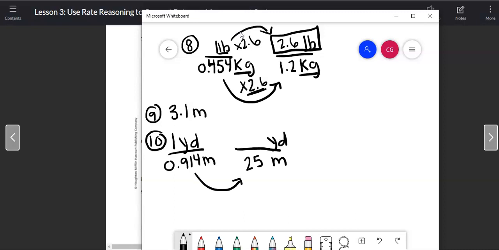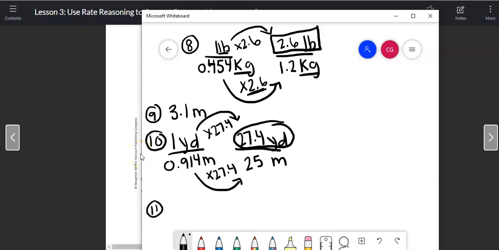0.914 to 25, I need to multiply by 27.4. If I multiply by 27.4 on the bottom, I'm going to do the same thing on the top. So 1 times 27.4 is 27.4. And I got 27.4 here because I took 25 and divided it by 0.914. The answer to number 11 is 80.5 kilometers per 50 miles.